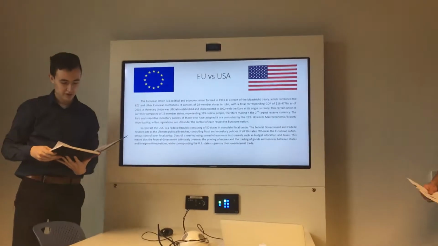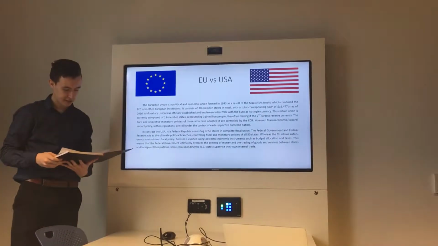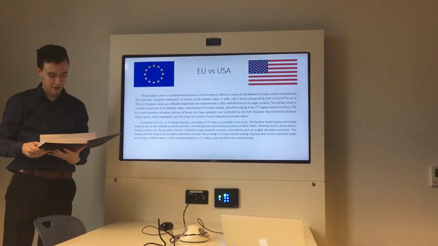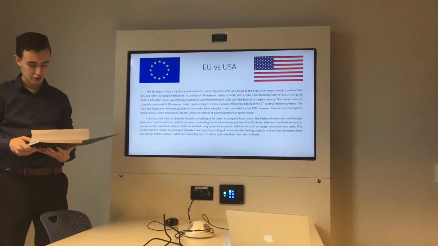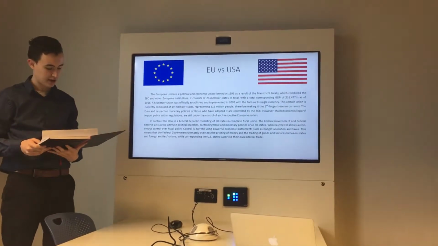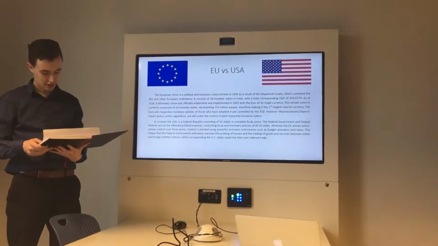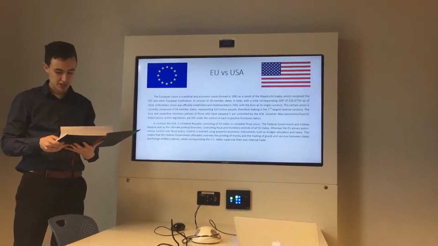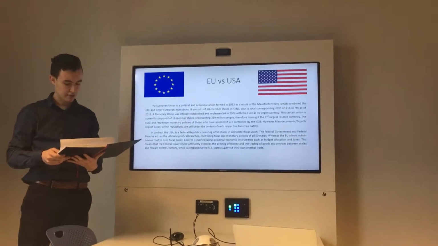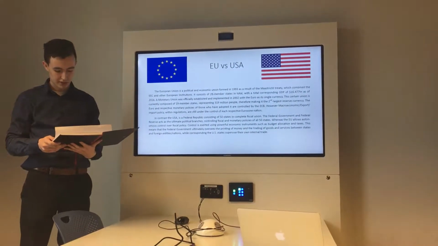We start off with the comparison of the European Union versus the United States of America. We decided that the European Union is a political and economic union formed in 1993 as a result of the Maastricht Treaty, which combined the European Economic Community and other European institutions. It consists of 28 member states in total, with a total corresponding GDP of 16 trillion. A monetary union was officially established and implemented in 2002, with the euro as its single currency.